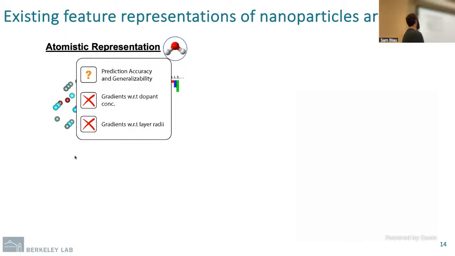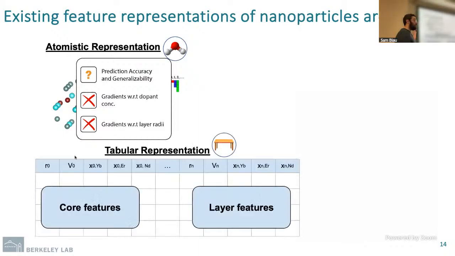And so this is just not really viable for these types of simulations, especially where we need gradients with respect to dopant concentrations and layer radii. You could use a tabular representation. And indeed, we started there. You should start simple before you get complex. If simple works, stick with simple.